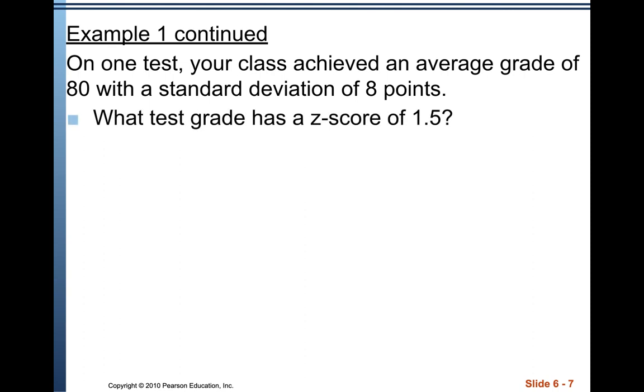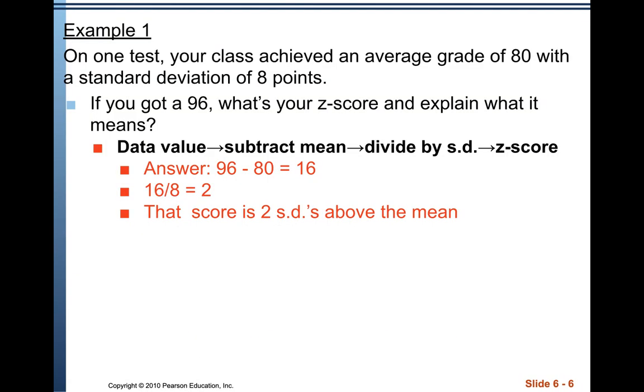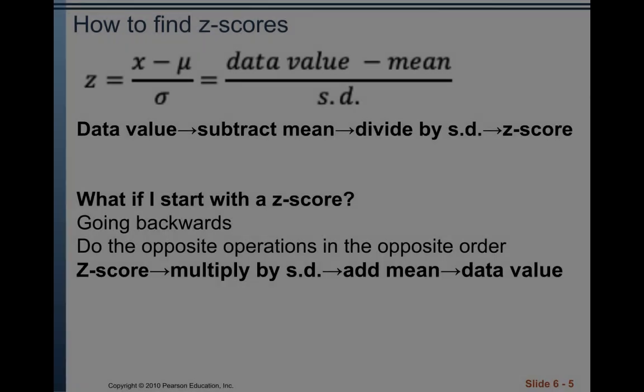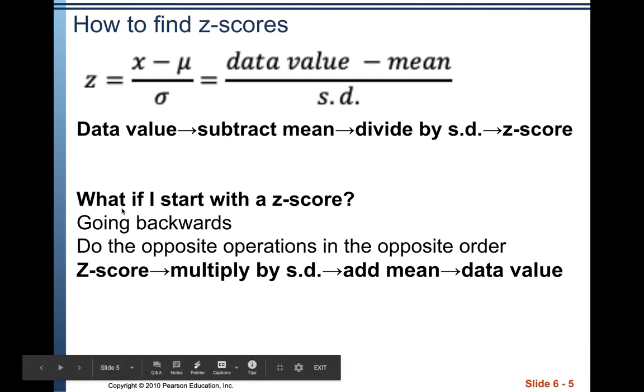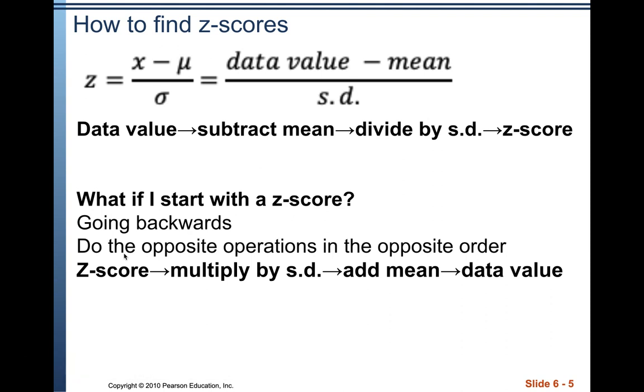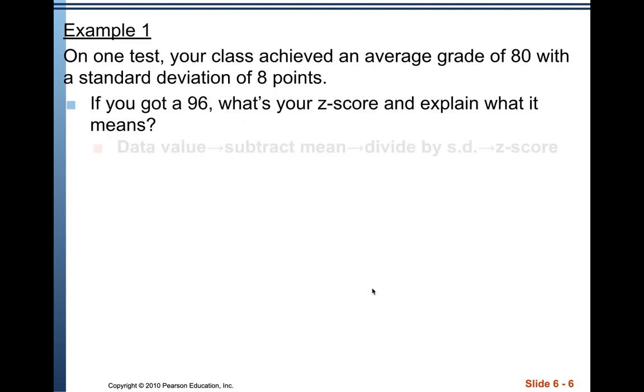Okay, so because I'm starting with the z-score and ending with the data value, let's go back a couple of slides ago. Because I'm starting with a z-score, I'm going to do these steps here. I'm going to take the z-score, multiply by the standard deviation, and add the mean. Opposite operations in the opposite order.